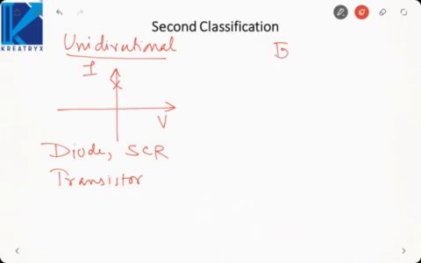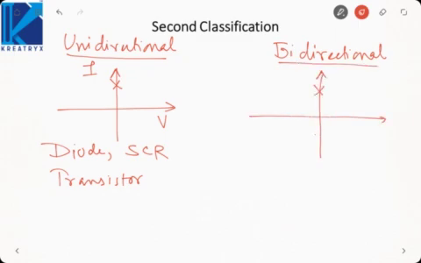Similarly, the counterpart will be bidirectional. In bidirectional type of switch, it can carry current in both directions. An example of this will be triac. It is designed to have the bidirectional characteristics. So now let us see the characteristics of the power semiconductor devices based on this second classification.